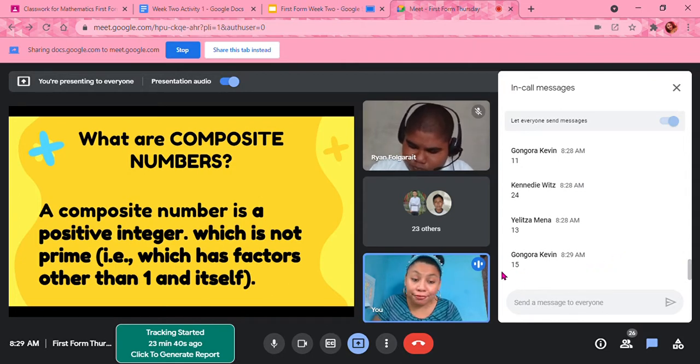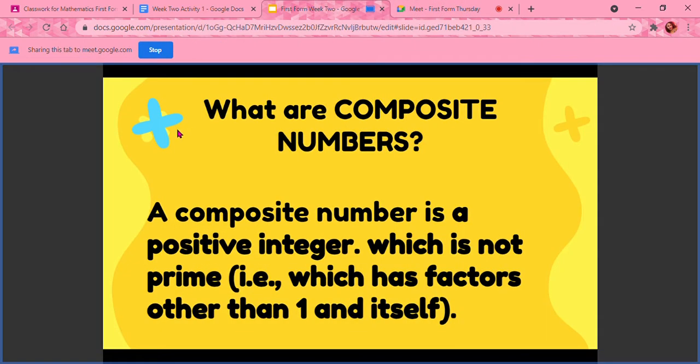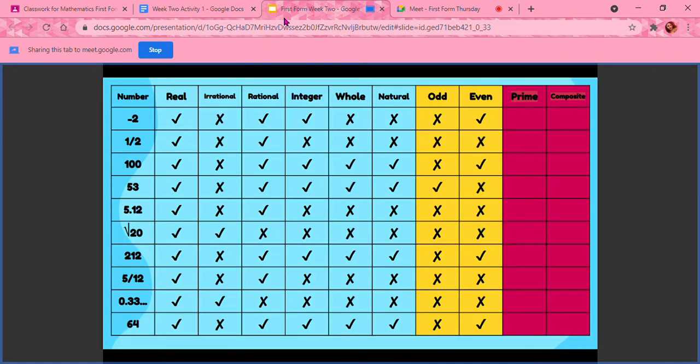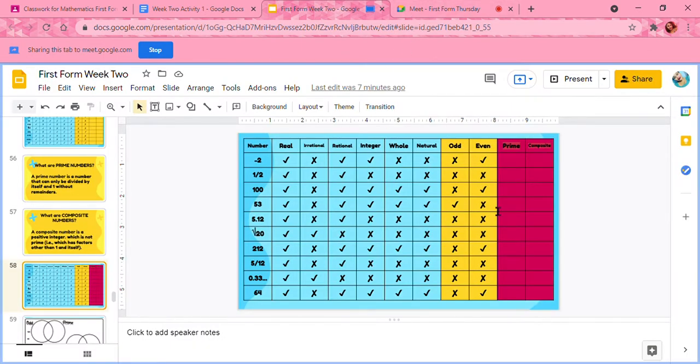Right? 15 is a composite number because I can divide it by 1. I can divide it by 3. I can divide it by 5. And I can divide it by 15. I can divide it by 4 numbers. That's why it is a composite number. Alright? Did everybody understand what I just explained? Yes, Miss. Okay. So let's look at our table again.